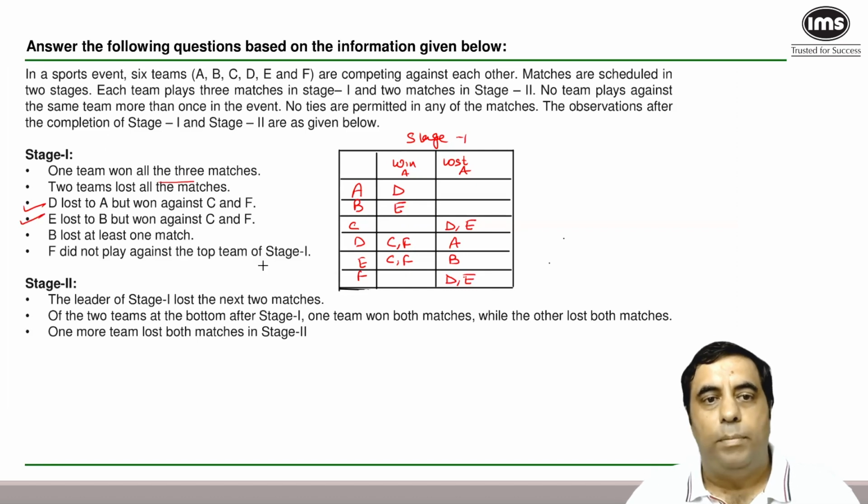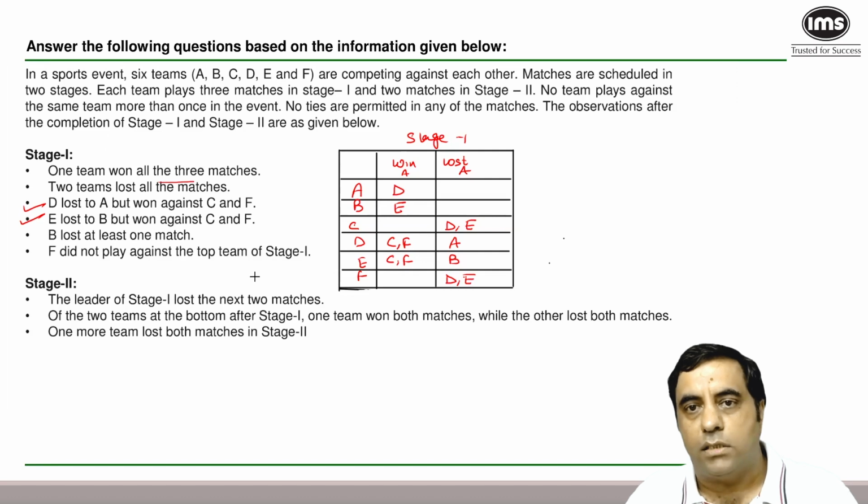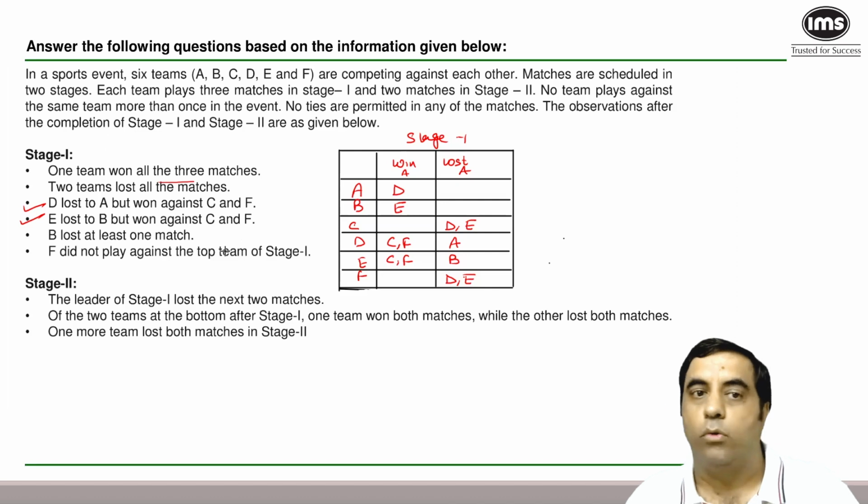Now it says B lost at least one match. So I know B won against E, but B also lost at least one match. Okay, so this is one point which you need to keep in mind. Next is F did not play against the top team of stage 1. Now that means F is not the top team, that is one, because it's also mentioned that it did not play against the top team.